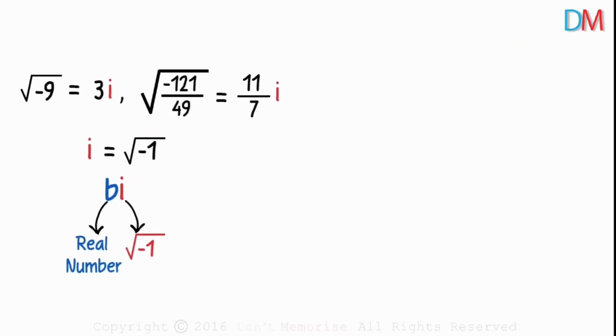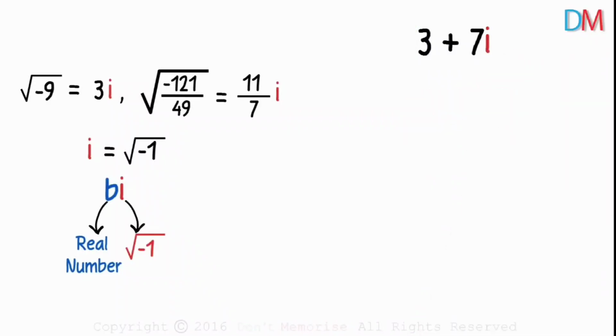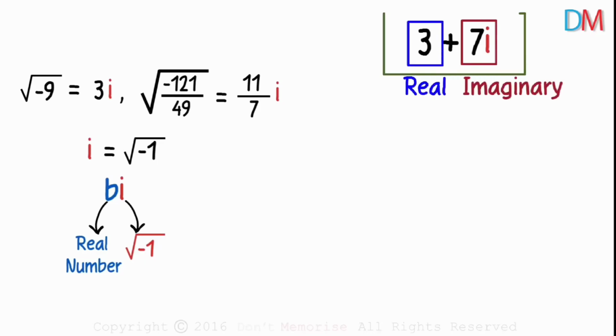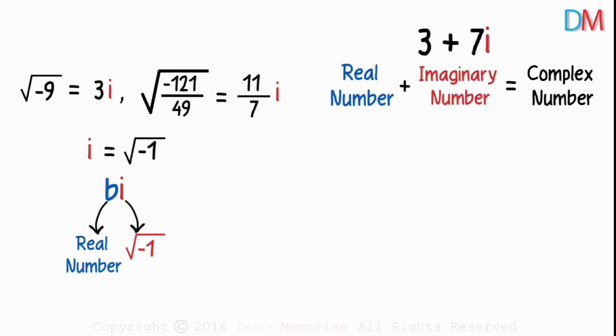What if we have a number like 3 plus 7i? Will this be an imaginary number? Well, we can be sure that this part of the number is imaginary and this part is a real number. So this is a mix of real and imaginary parts. And this is what we call an example of a complex number. Real plus imaginary gives us a complex number.